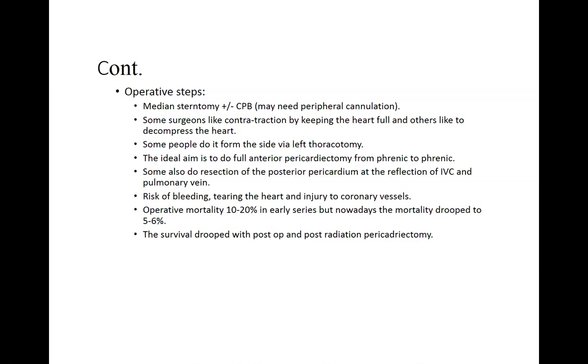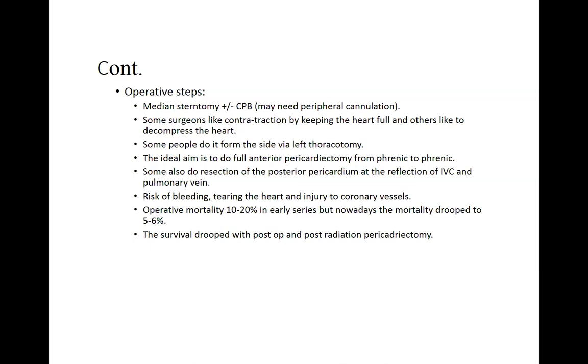And also the pulmonary vein. You need to keep an eye on the risk of bleeding, tearing of the heart, and injury of the coronary vessels. Initial series showed a very high mortality rate, but with development and with the new series, the mortality rate dropped from 10 to 20% up to 5%, which is almost a quarter.